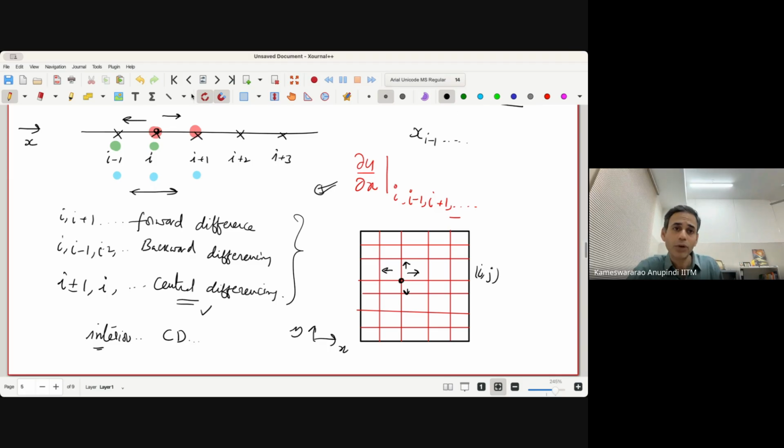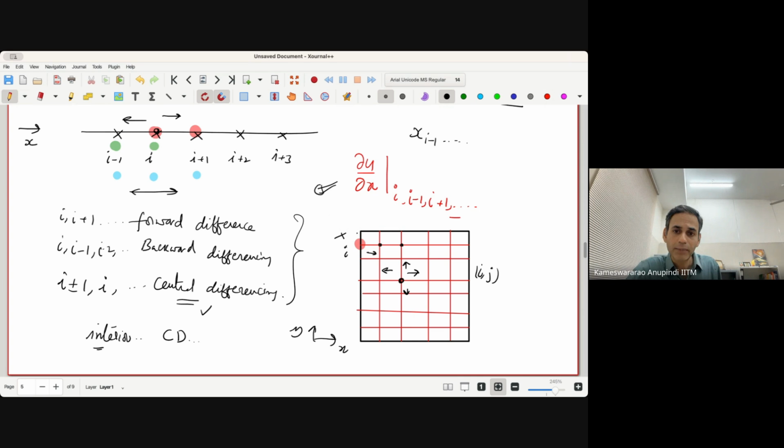But let us say you want to calculate the derivative for a point here. If this was i, the only data you have is i plus 1, i plus 2. You can only go in this direction because there is nothing that exists in the left direction. So as a result, you cannot use this thing.